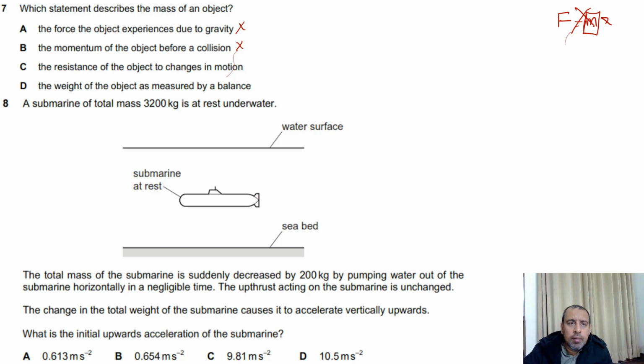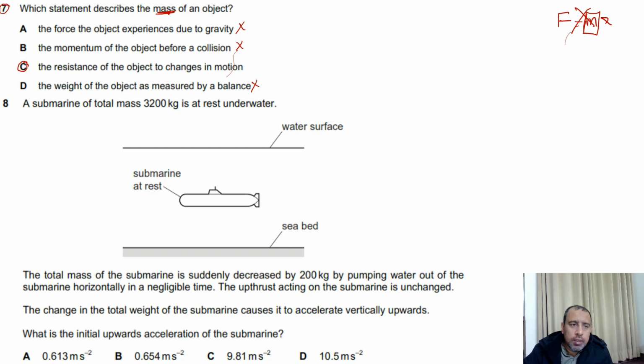If we relate mass with the law of inertia or with Newton's first law, then in fact the mass offers the opposition or the resistance in its change in motion. That's why this option C is the correct one. In option D, the weight, it's wrong again because the mass is not the weight.